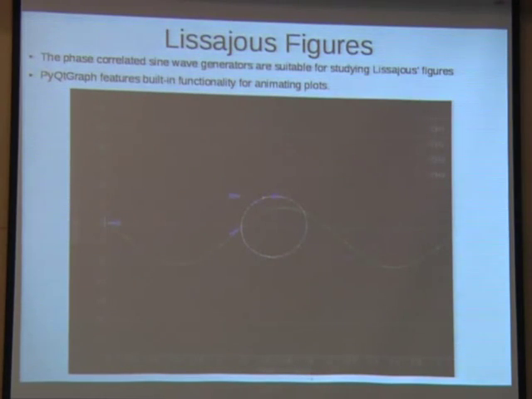Okay, so PyQtGraph has built-in functionality for animating plots. You can have arrows travel over the plots. And this is an animation of how the Lissajous figure was formed, the points on the curves that combine to give the point on the circle.